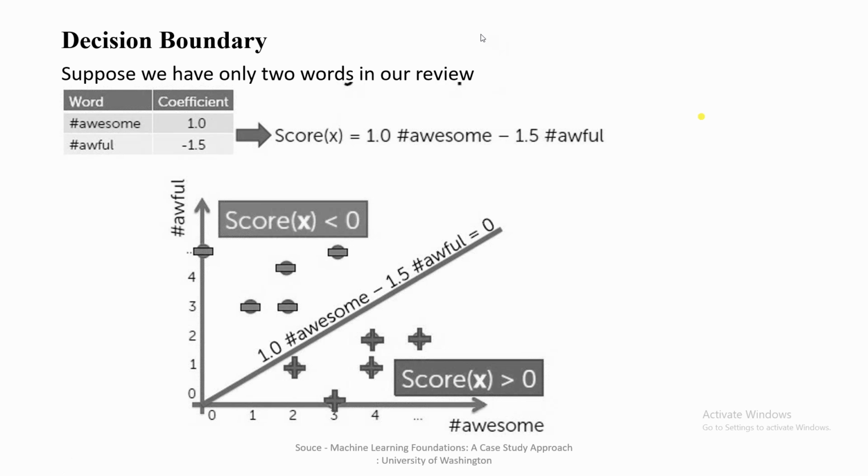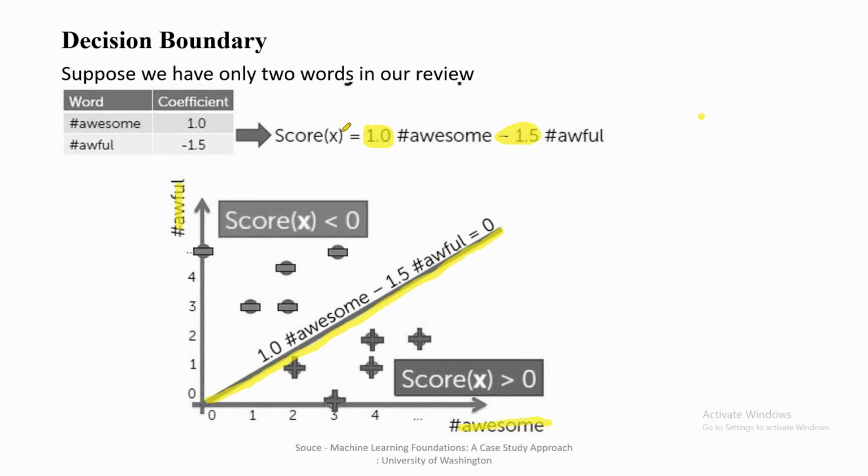Now you have trained your model. Let's assume your model looks like this, and this yellow line is your decision boundary. Since there are only 2 words, these will be your 2 independent variables. On the x-axis you can see the number of awesome, and on the y-axis the number of awful. The 1.0 is the coefficient for awesome, and the negative 1.5 is the coefficient for awful, which we get after model training. But for the sake of understanding, let's assume these are the coefficients of awesome and awful respectively.